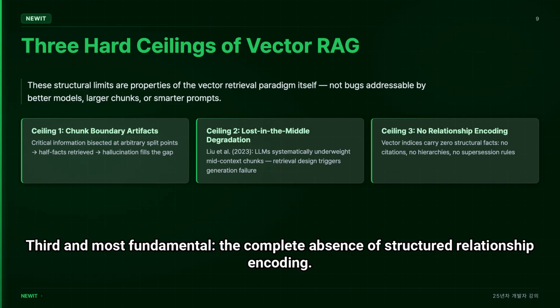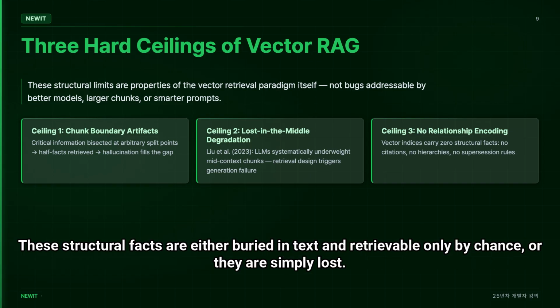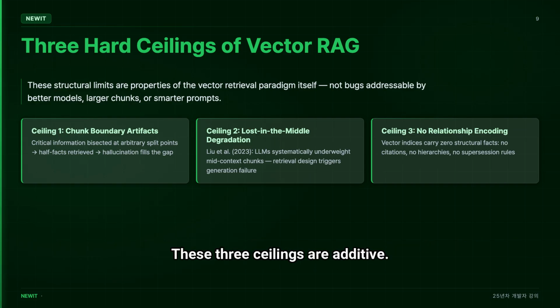Third and most fundamental, the complete absence of structured relationship encoding. There is no mechanism in a vector index to represent that document A cites document B, that entity X governs entity Y, or that rule 1 supersedes rule 2. These structural facts are either buried in text and retrievable only by chance, or they are simply lost. These three ceilings are additive. They compound in complex enterprise corpora.